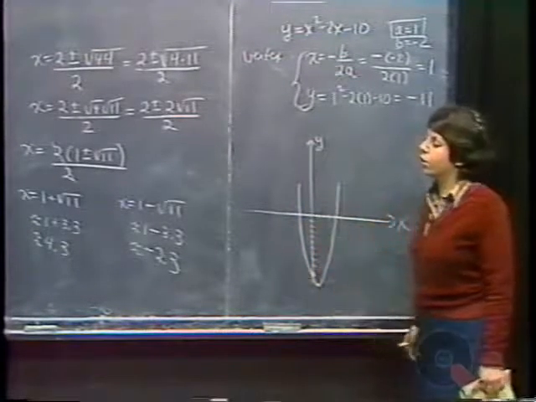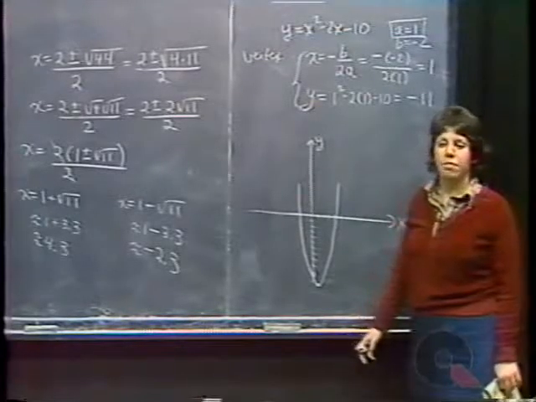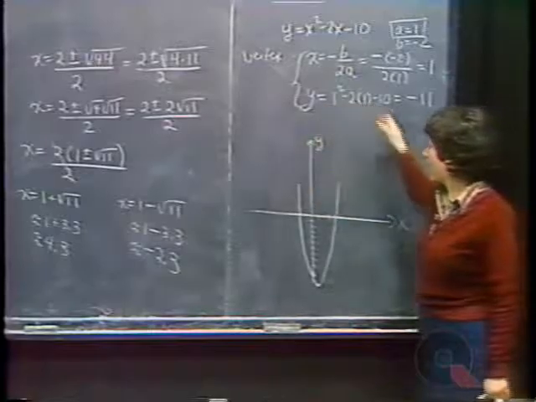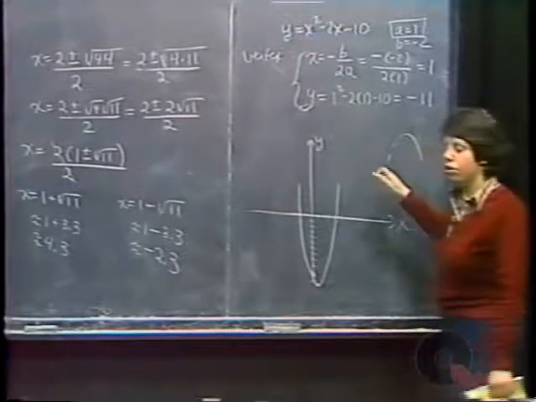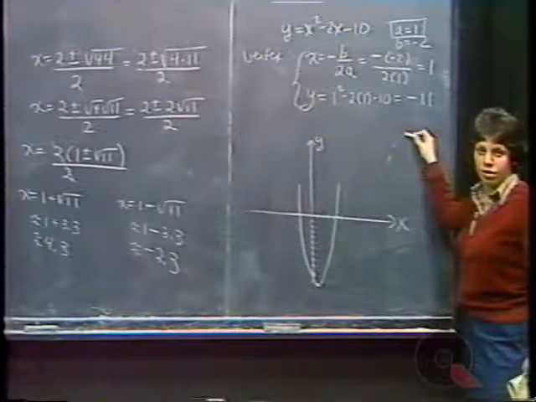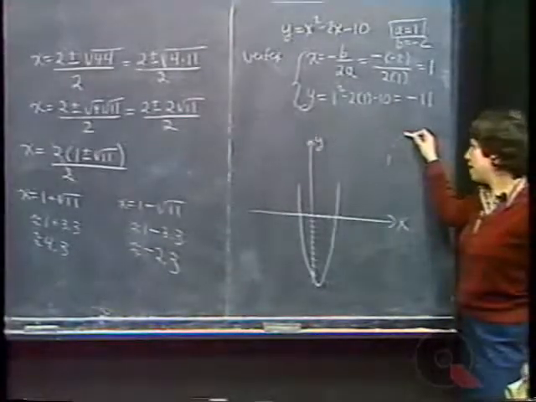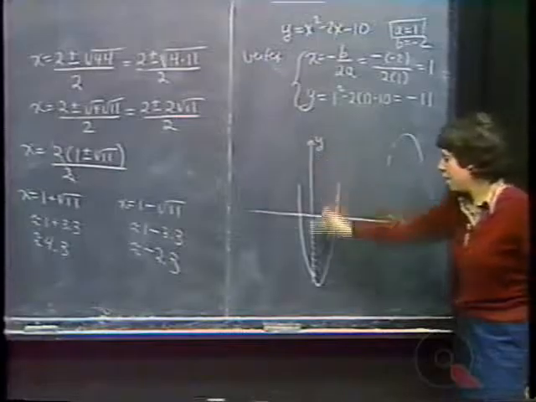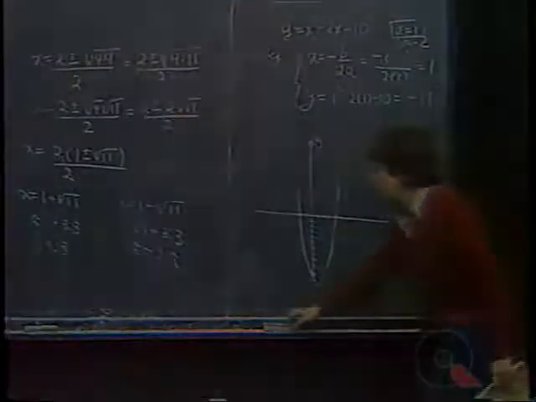Okay, and when you get a moment, look back to the first example. In that example, a was negative. And the parabola was opening downwards, like so, and the turning point was the highest point on the parabola. When a is negative, the parabola opens downwards. When a is positive, as in this case, the parabola is opening upwards.